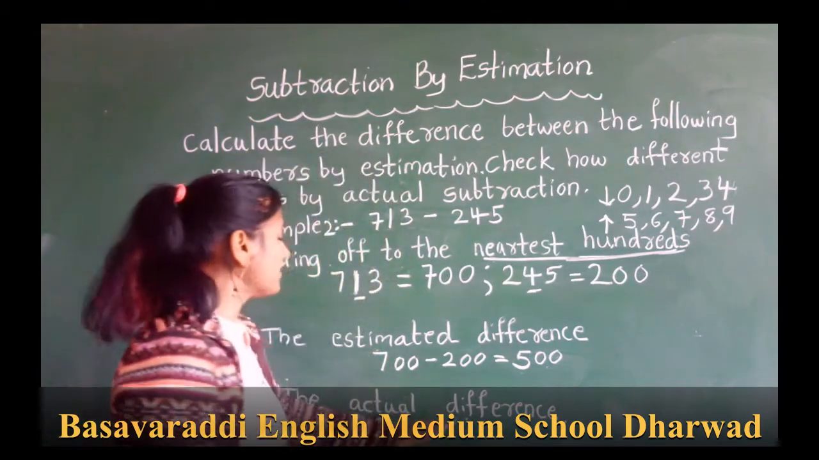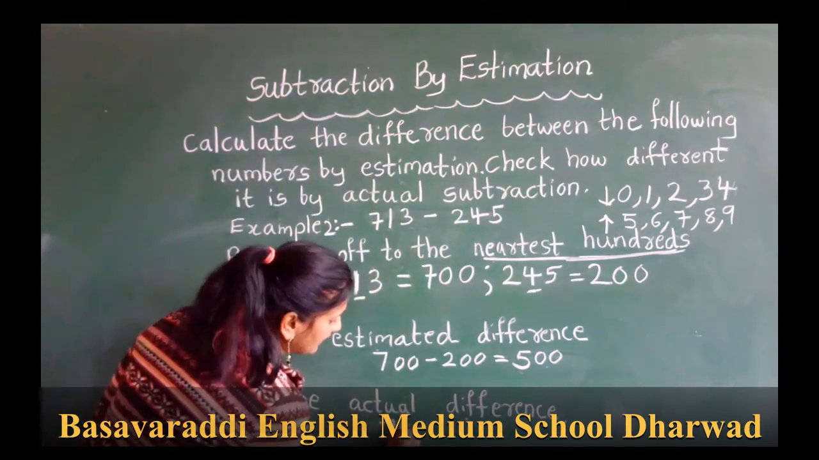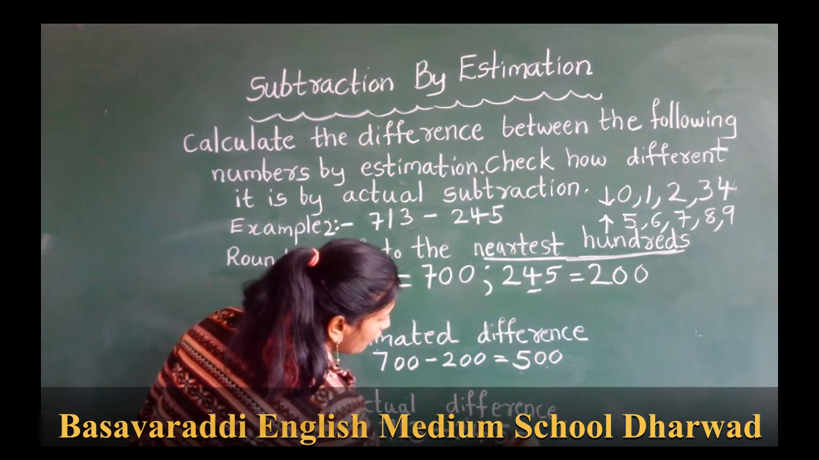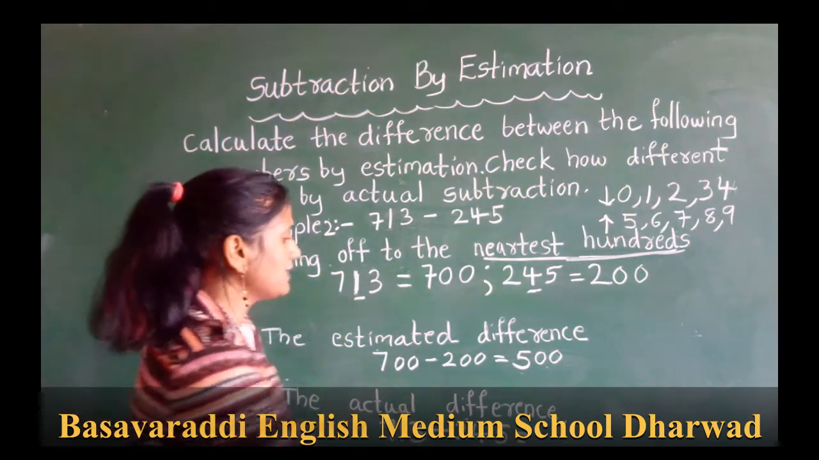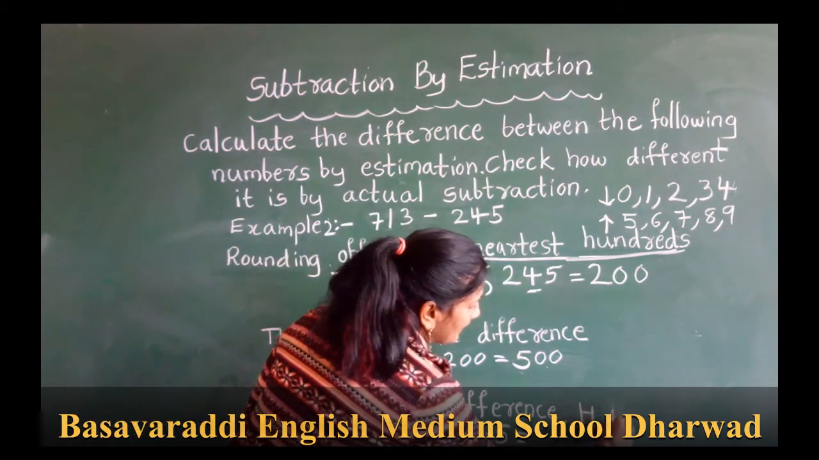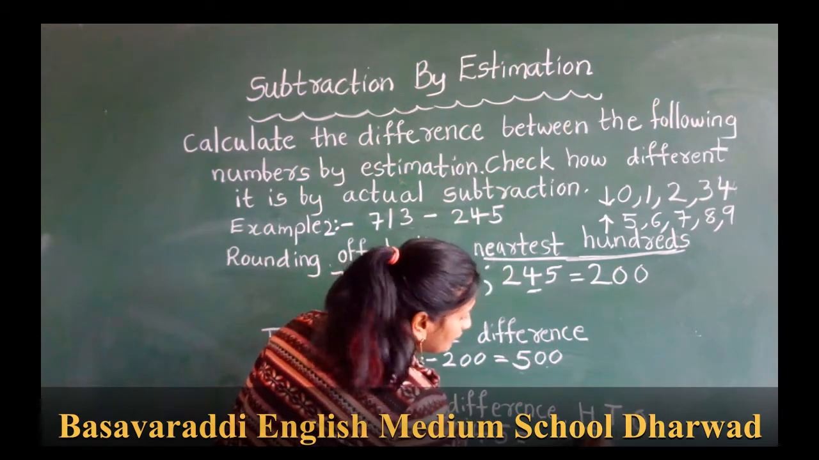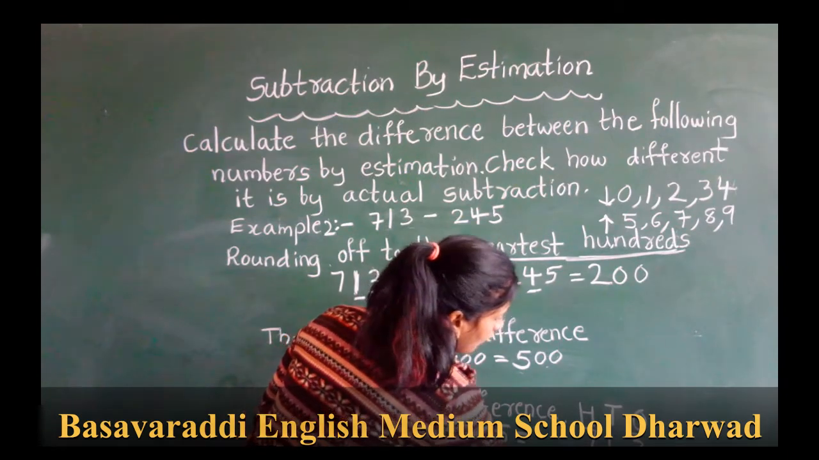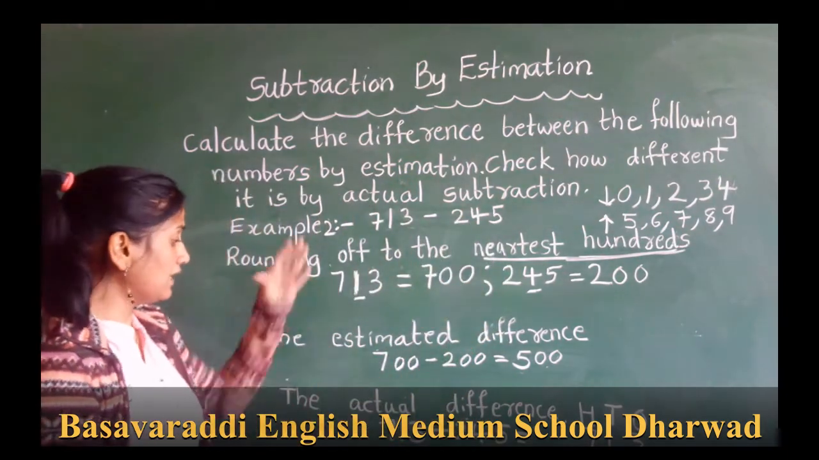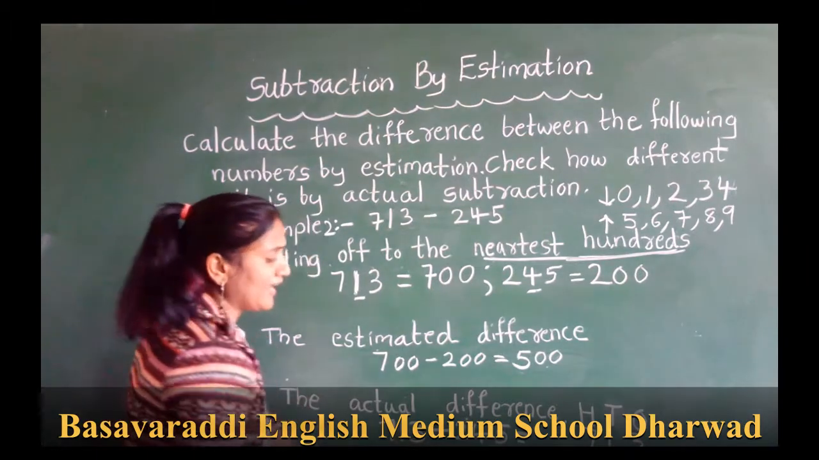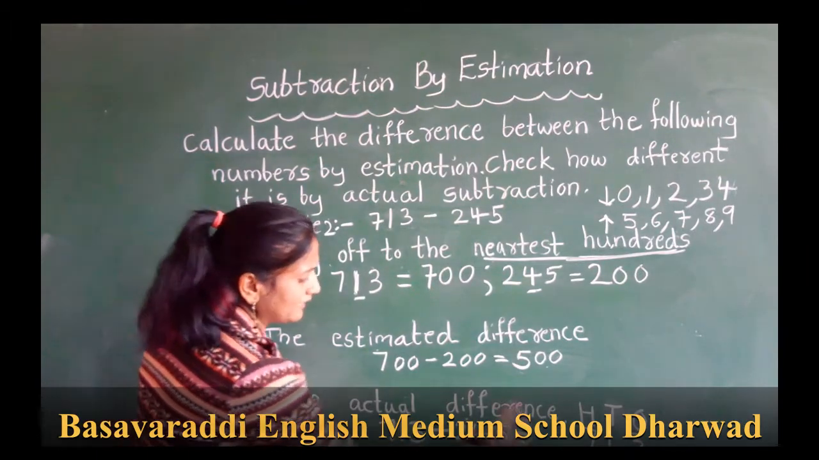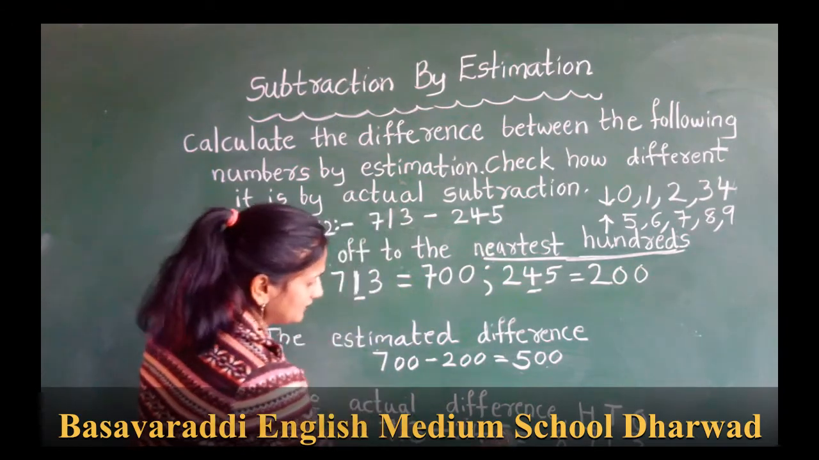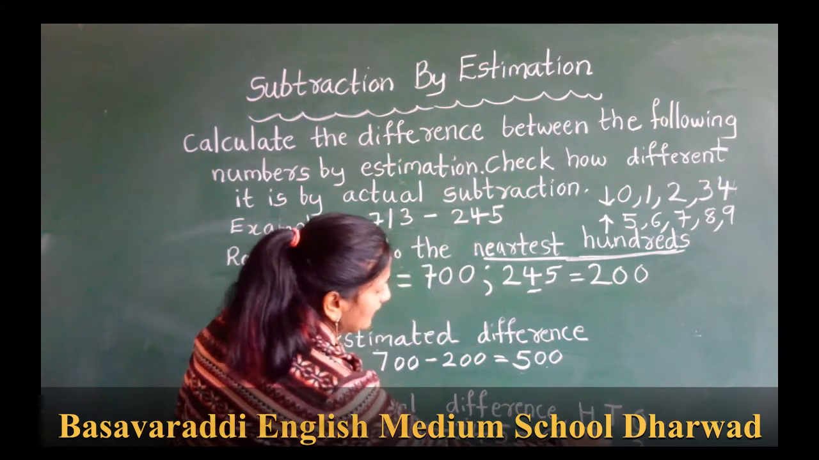Now what is the actual difference? That is 713 minus 245. If you want, do it like this; otherwise you cannot do it. You can write it down vertically. 713 minus 245. Now 3 and 5 we cannot subtract, so we are borrowing from here: 13 minus 5 is 8. And here it is 0, and again we are borrowing, that is 10. 10 minus 4 is 6, and here it is a 6.